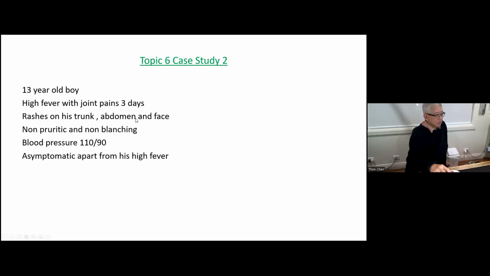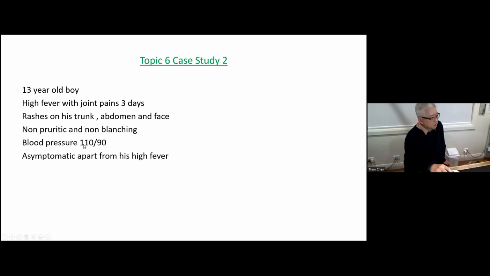But so it could be anything. It could be a viral infection. It could be otherwise asymptomatic. So they came with rashes and fever and joint pains. But when I took the pressure, what I'm trying to emphasize here is the blood pressure. What's wrong with this blood pressure?